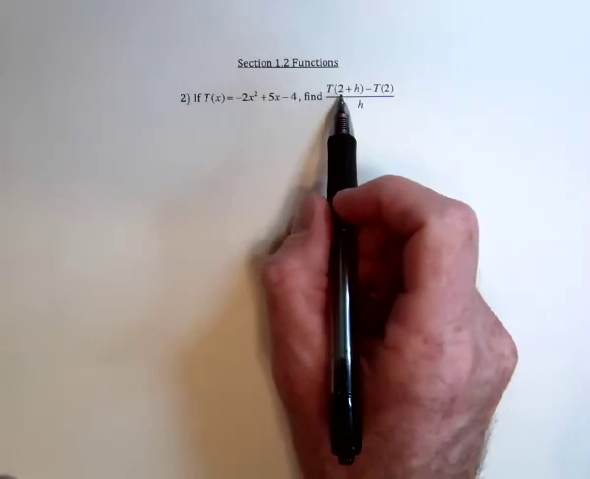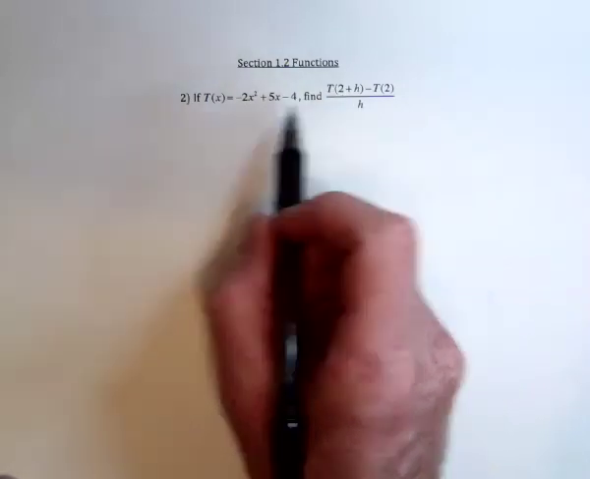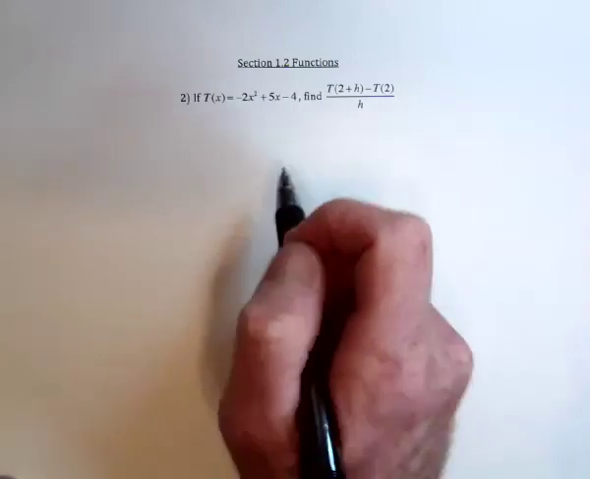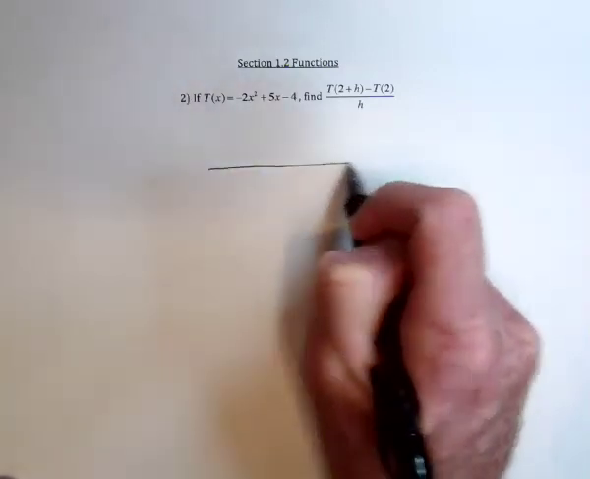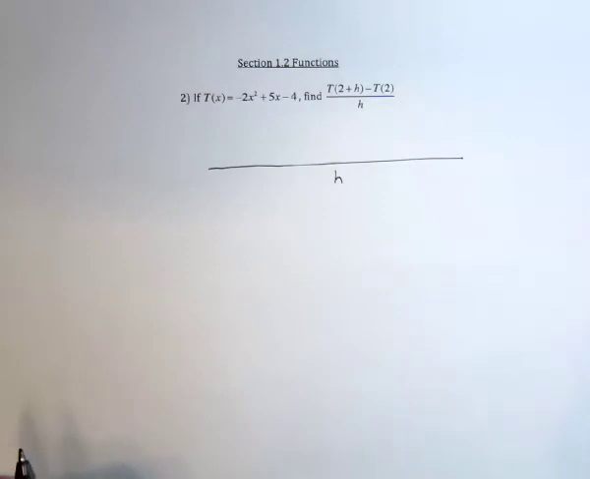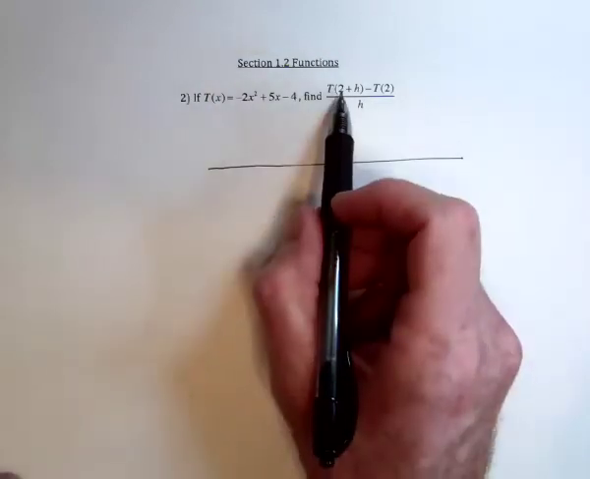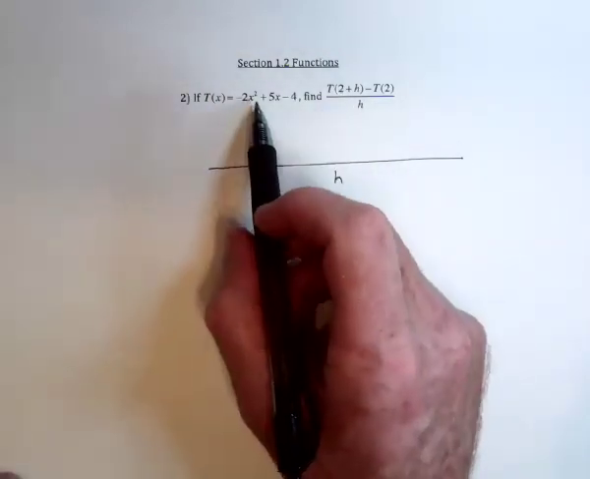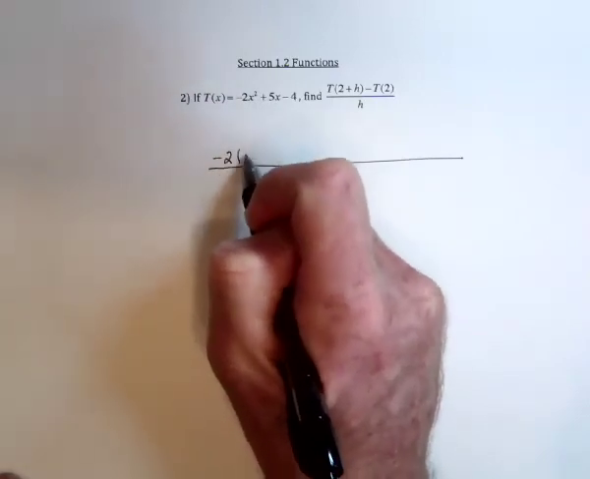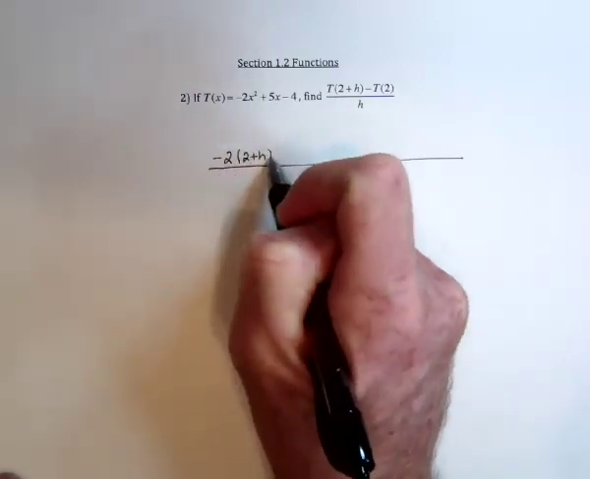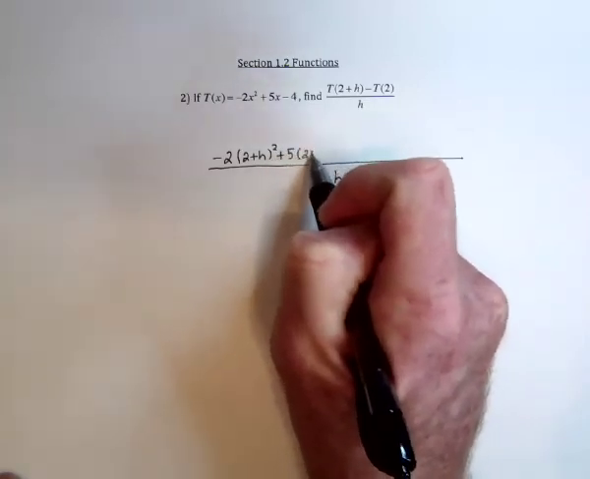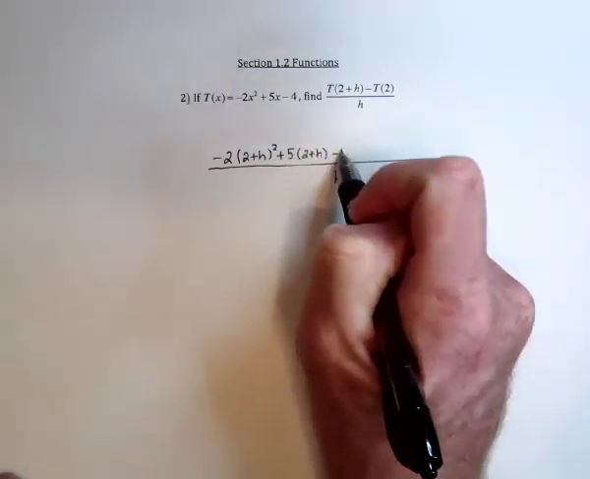First of all, it's saying for the t function, wherever there was an x, replace the x's with 2 plus h. So this is going to become one big fraction with this h in the denominator. And now substitute 2 plus h in for x. So it's going to be negative 2, and then 2 plus h is squared, plus 5 times the 2 plus h, and minus 4.